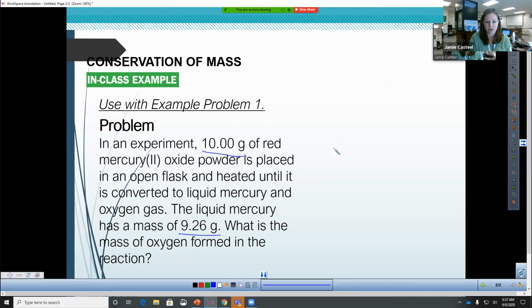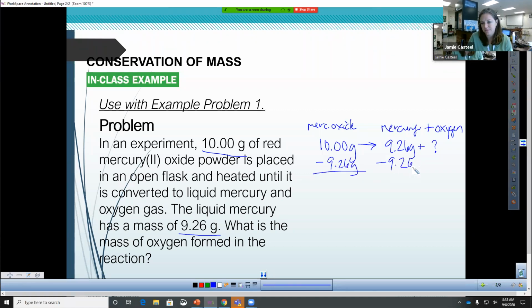So I start with 10 grams, and then I get 9.26 grams of the mercury, and this was mercury oxide. Excuse me, I'm going to shorthand this. So how much oxygen's left? Well, just subtract and you'll find out. It's like putting X here. So what is 10 minus 9.26 grams? I am going to put X.